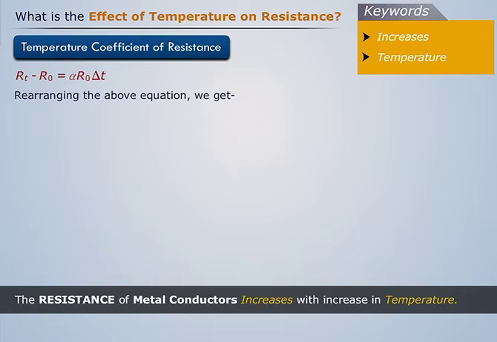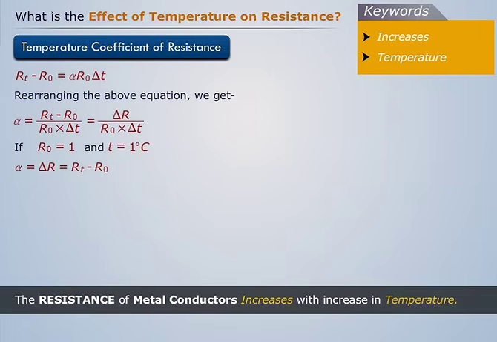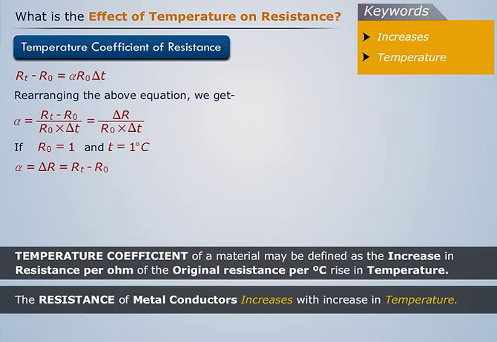Rearranging the above equation, we get alpha equals (RT minus R0) divided by (R0 delta T). Now if we substitute the value of R0 as 1 ohm and T equal to 1 degree Celsius, then alpha equals RT minus R0. Thus, the temperature coefficient of a material may be defined as the increase in resistance per ohm of the original resistance per degree Celsius rise in temperature.